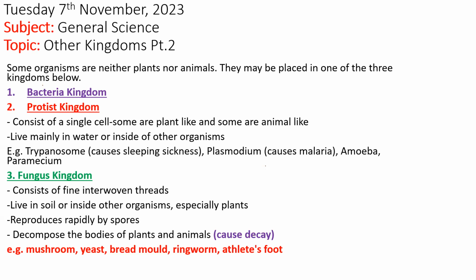What else? Yeast. Oh, by the way, has anyone eaten bread? Yes, I love toast. Do you know that bread contains fungus? What? Because it contains yeast to help the bread rise, and yeast is a fungus.